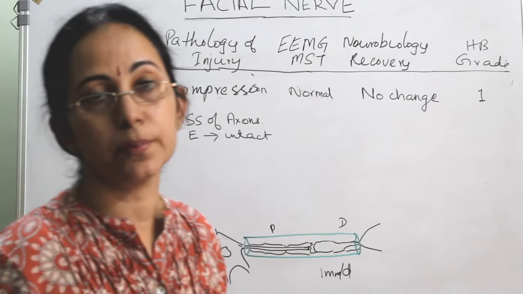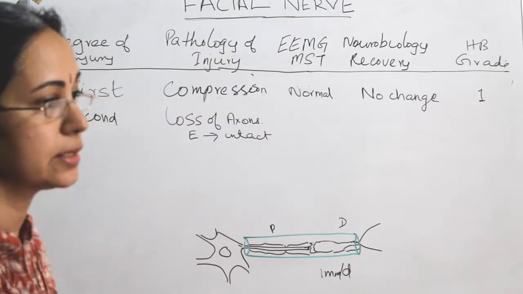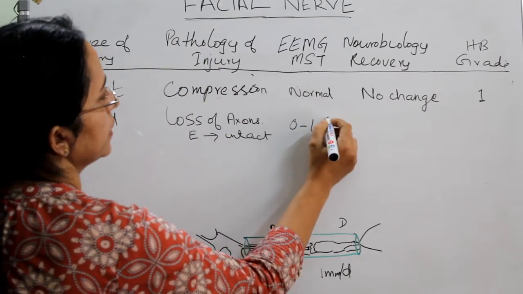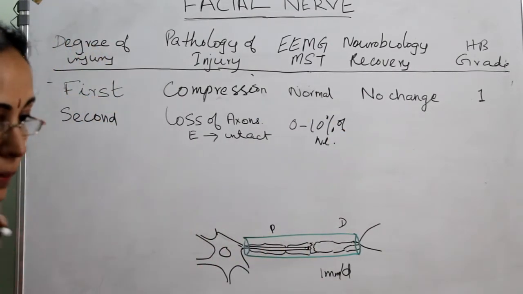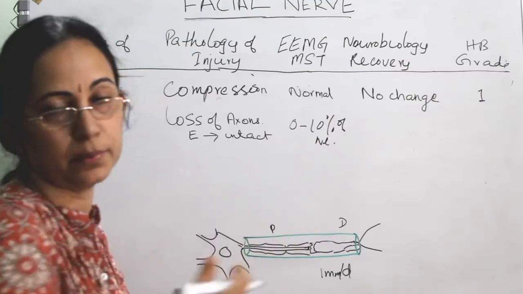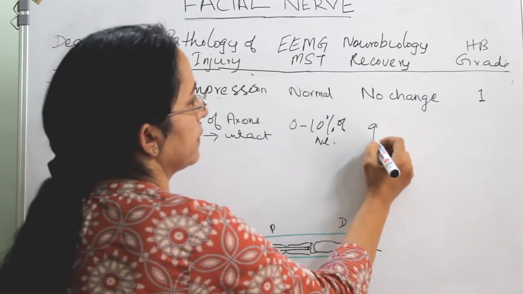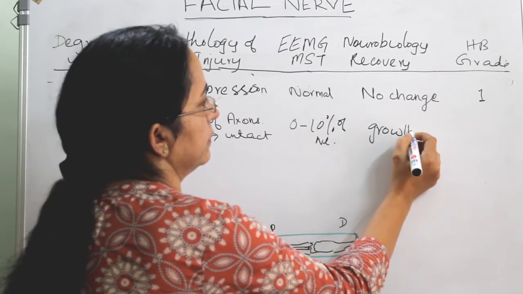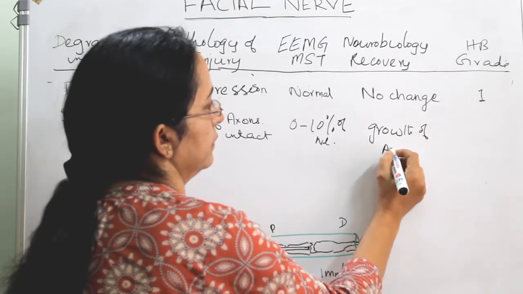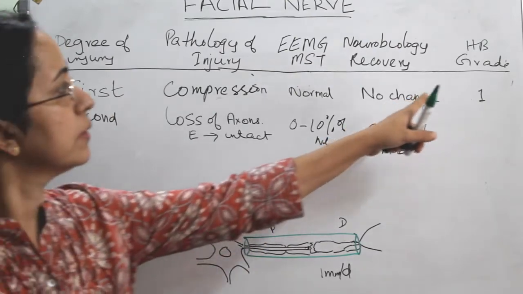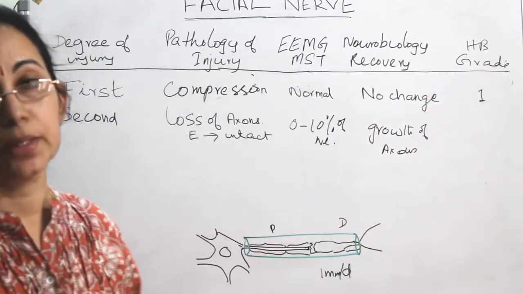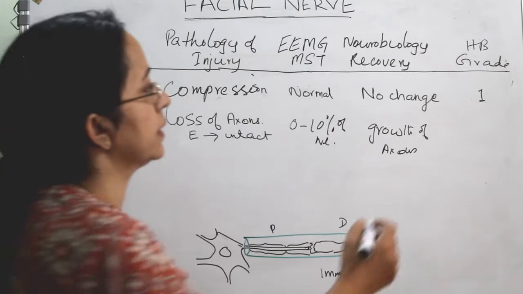So what will be the result of an electrophysiological test? 0 to 10% of normal. Growth of axons at a rate of 1 millimeter per day. And what is the House Brackmann grading for recovery? It will be grade 2.